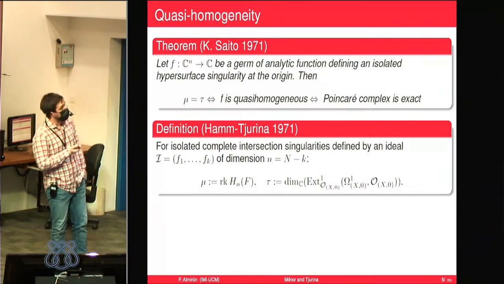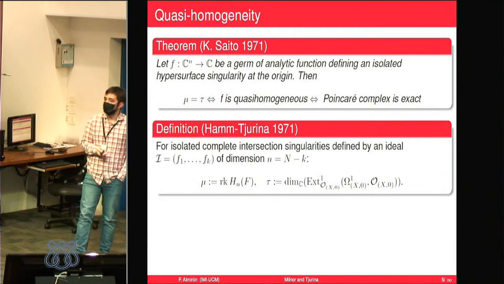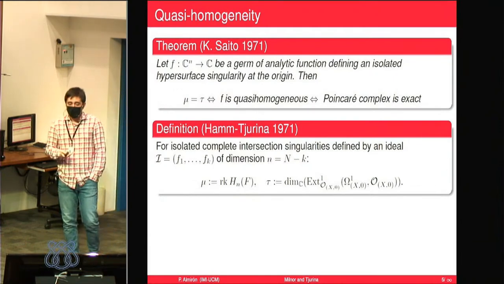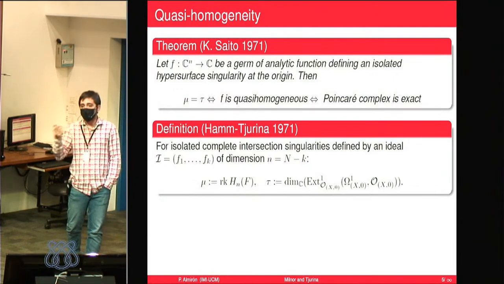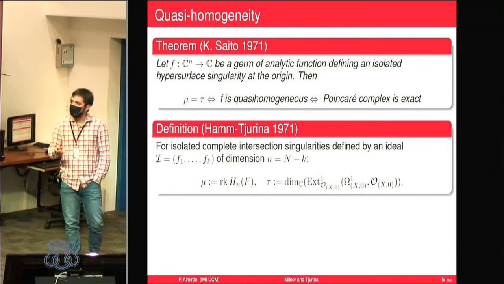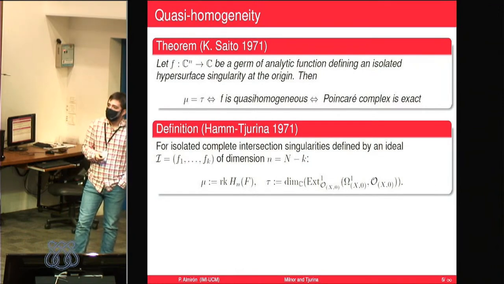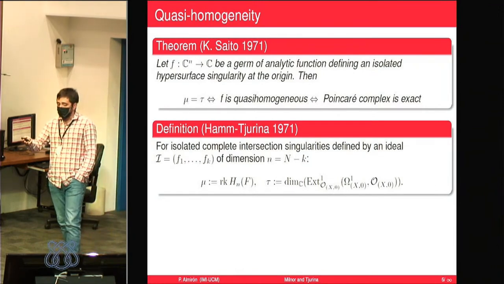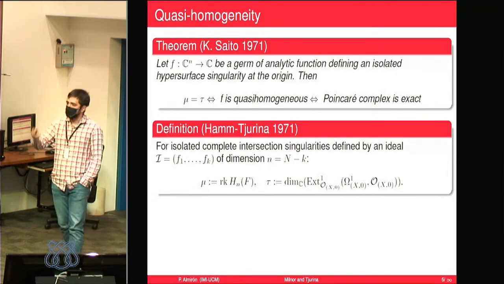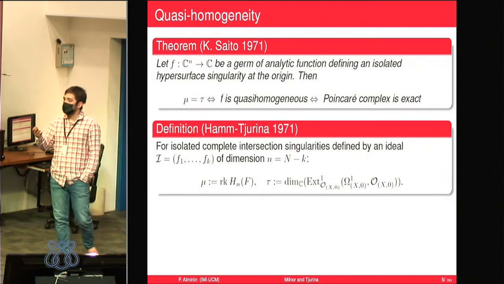Milnor number is going to be the rank of the homology group of the Milnor fiber because we have a well-defined Milnor fiber for this case. This was a theorem of Hamm, independently Looijenga. Why? Because Hamm proved that in the isolated complete intersection case, we have a well-defined Milnor fiber and the Milnor fiber is a wedge of spheres, as for an isolated hypersurface singularity.